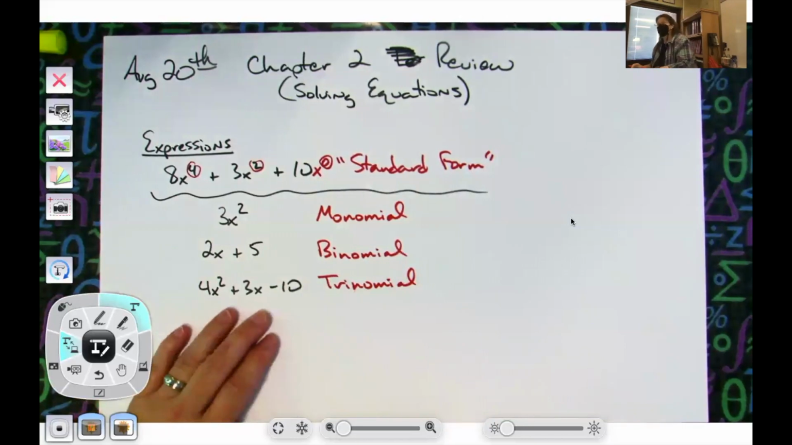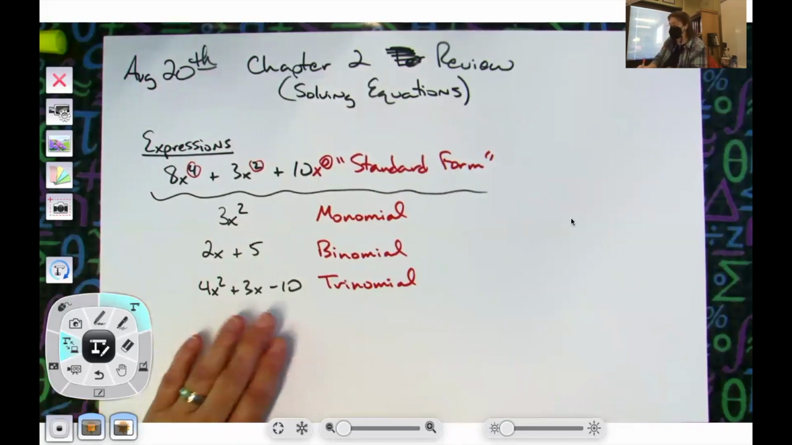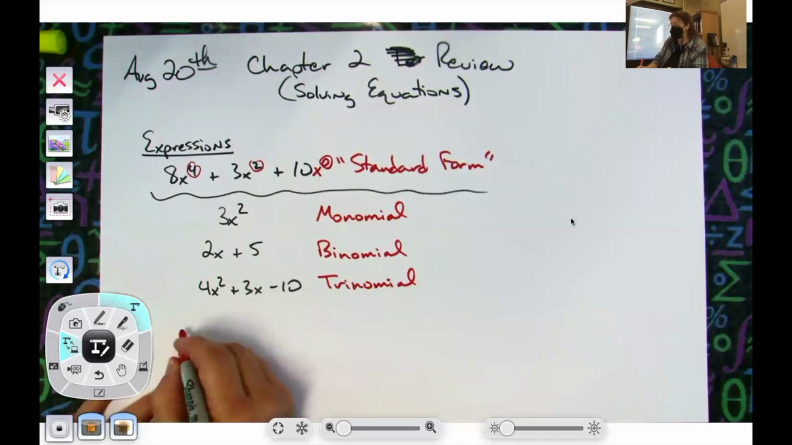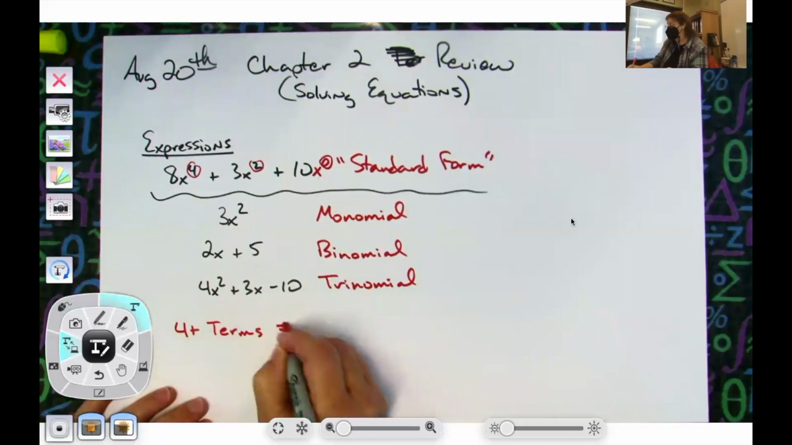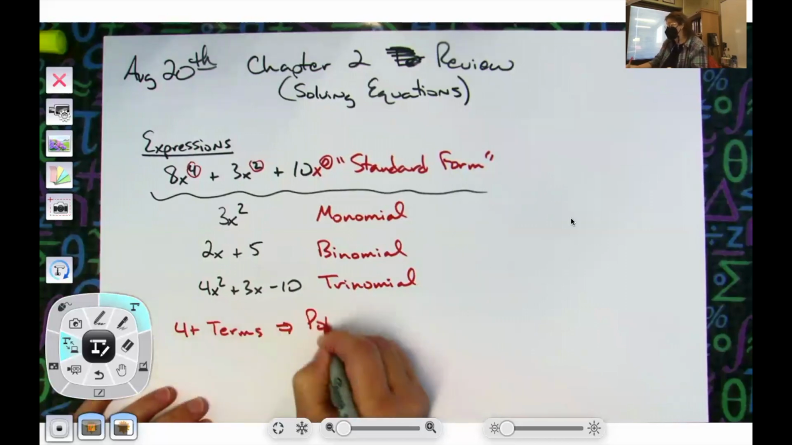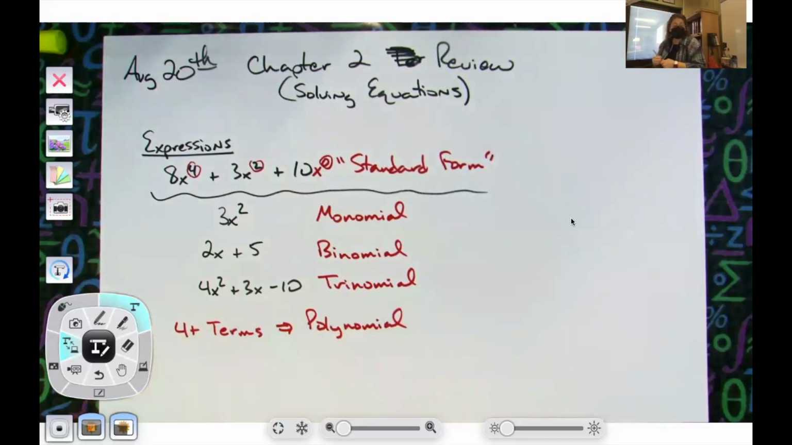Anytime over 3 terms, that's when we refer to it as a polynomial. So let's do this. 4 or more terms is generally referred to as a polynomial. So just some vocab that I wanted to make sure that you had.